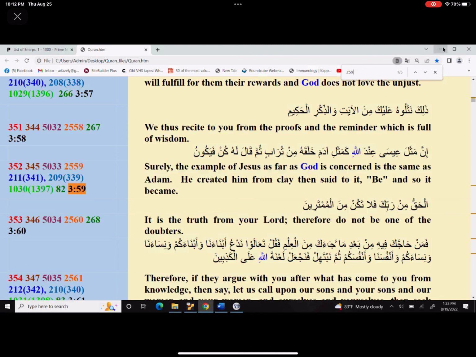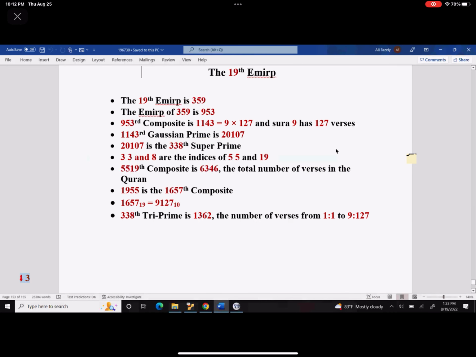Okay? So again, we are going to minimize this and go back to this. And so the Emirp of 359, as I just said, is 953. But 953rd composite actually is 1143, which is 9 times 127. And Surah 9 has 127 verses. So we've known about this. What we didn't know is from this bullet number 4, the fourth bullet.